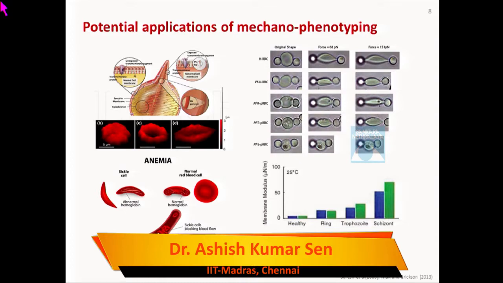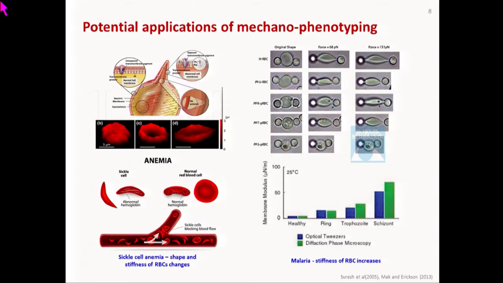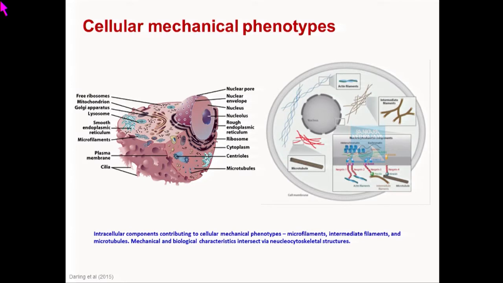And when you try to stretch it, for the same amount of load, you can observe how these different cells would stretch. You can see that a healthy RBC gives a much higher elongation as compared to the final stage of infected RBC, which doesn't stretch at all. This summarizes the healthy RBC versus the ring stage, trophozoite and schizont RBCs, and how the elastic modulus is increasing significantly. The mechanical properties of the cells mainly come from, among other components, the microfilaments, the intermediate filaments, and also the microtubules.